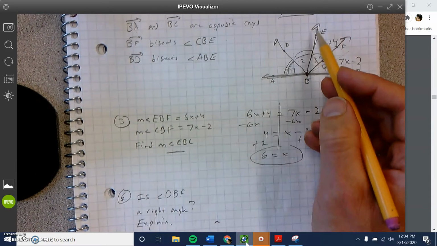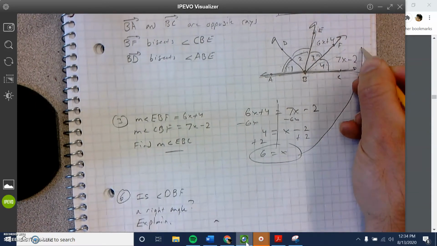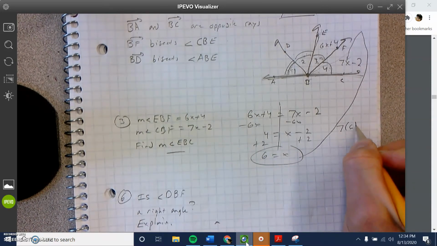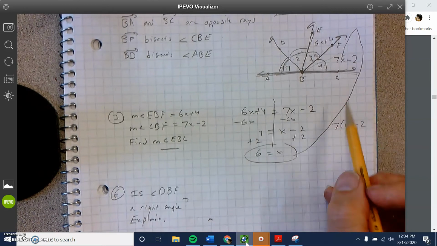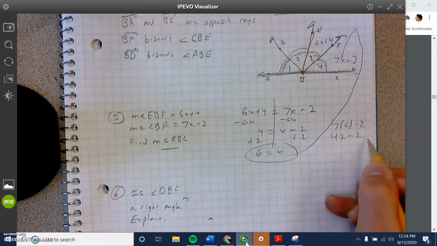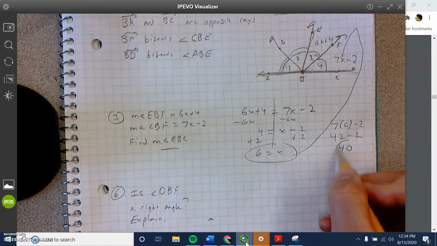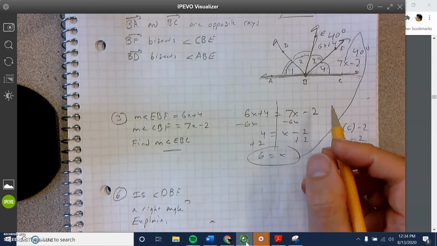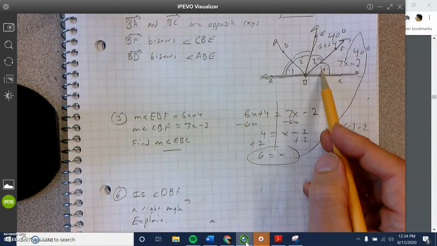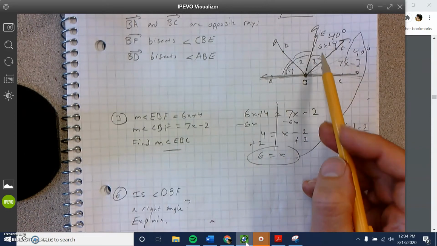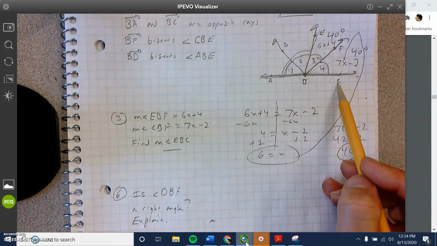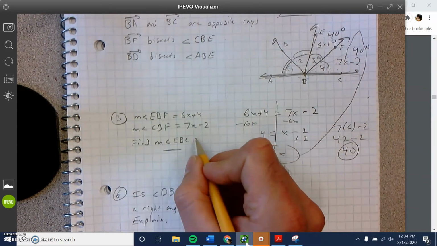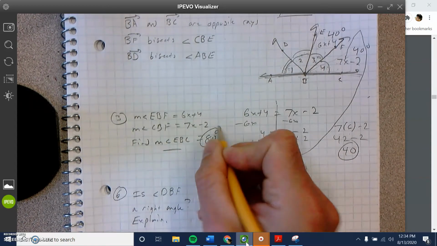No, no, no. I need to find the measure of this angle. So I'm going to plug in anywhere. Let's plug in there. It doesn't matter. 7 times 6 minus 2. 7 times 6 is 42. Minus 2, which is 40. So this is 40 degrees. And this is also 40 degrees. Because why? Both angle 3 and angle 4 are congruent. EBC is going to be 40 plus 40. These 2 angles combine. So 40 plus 40 is going to be 80 degrees.